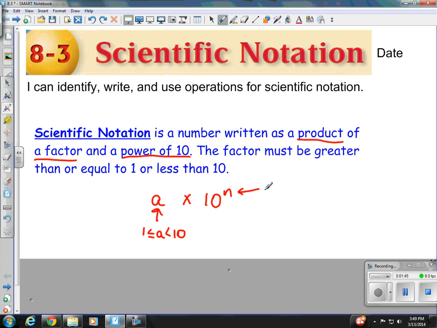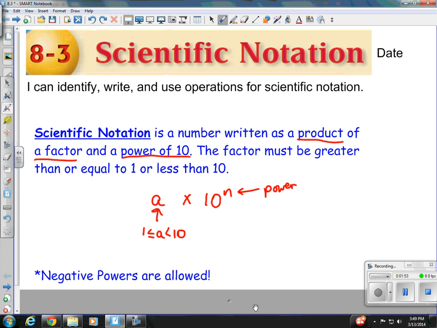And our power here will be positive, and the power can also be negative. So negative powers are allowed. We treat scientific notation a lot like monomials, except for this one rule. We're allowed to have negative powers for scientific notation, and scientific notation only, for our section.